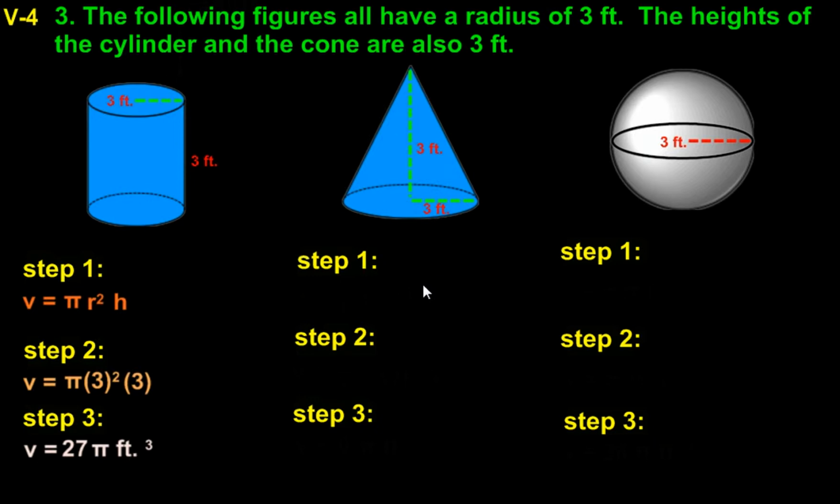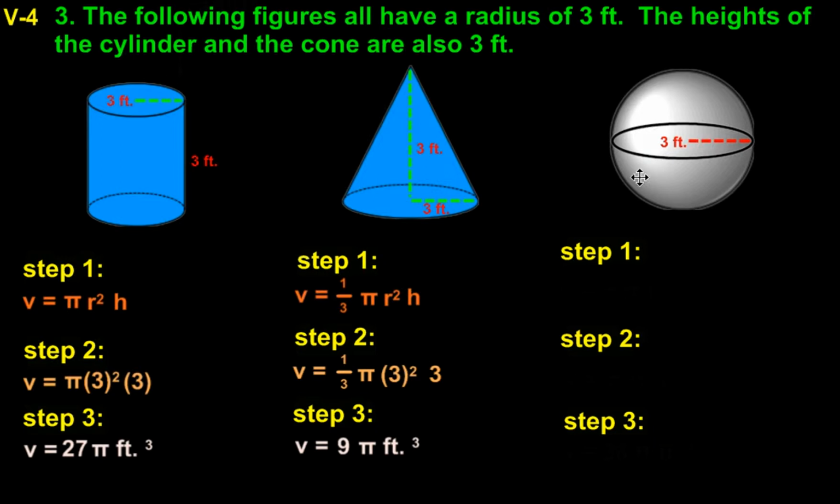Now let's take a look at the cone. We know that the formula for a cone is 1/3 pi r squared h. We know that we have 3 and 3 for the height and the radius. If we plug that in, take 1/3, 3 squared and 3, plug that in the calculator, and we're going to get V equals 9 pi cubic feet.